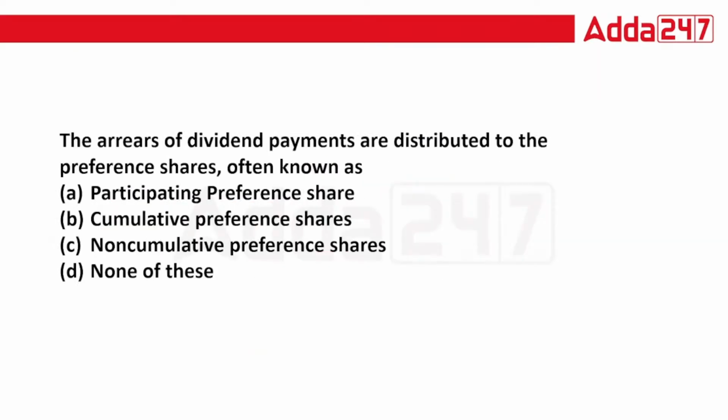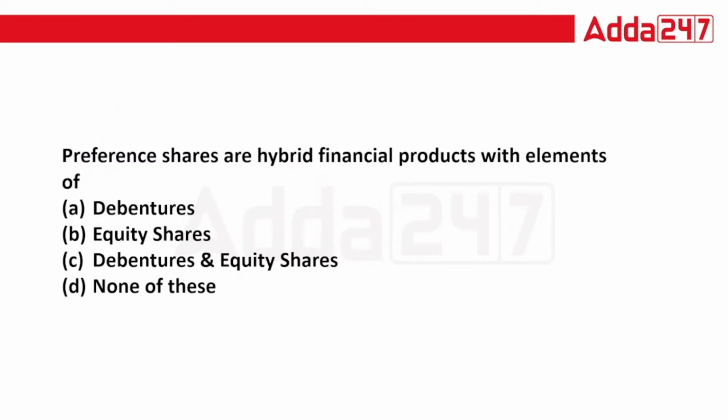Chaliye. So here we complete your important terms. Let's quickly solve a few questions based on this. Arrears of dividend payments distributed to the preference shares are often known as... because the company didn't earn profit, then also in your future years you are getting the dividend of that particular year, that is what is cumulative. Not participating, not non-cumulative. The right answer is cumulative, answer D.